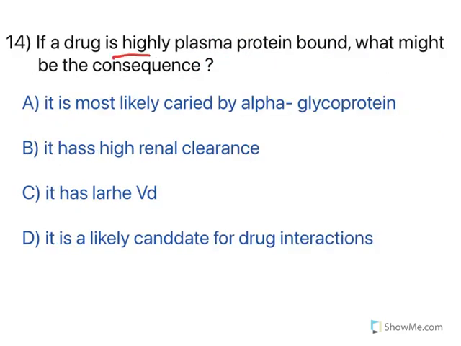Now, if a drug is highly plasma protein bound, what might be the consequence? Now think about sulfa drugs. Sulfa drugs are highly plasma protein bound. So when they are bound to plasma proteins, they are not available for their action. They will be bound with these plasma proteins.